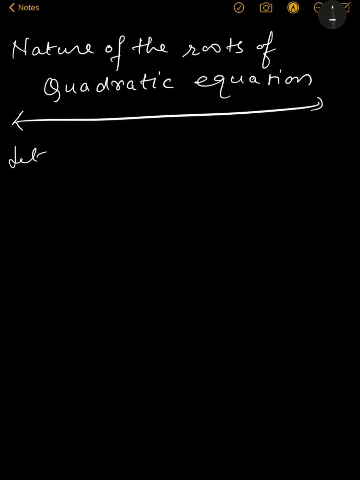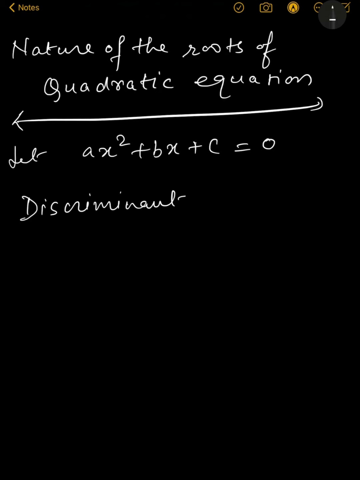So let us consider a quadratic equation ax square plus bx plus c equals 0. I have discussed this method in brief in the previous video also, so we have to follow the same. We have to find the discriminant, that is denoted by D. D must be equal to b square minus 4ac. You have to find the value of D.